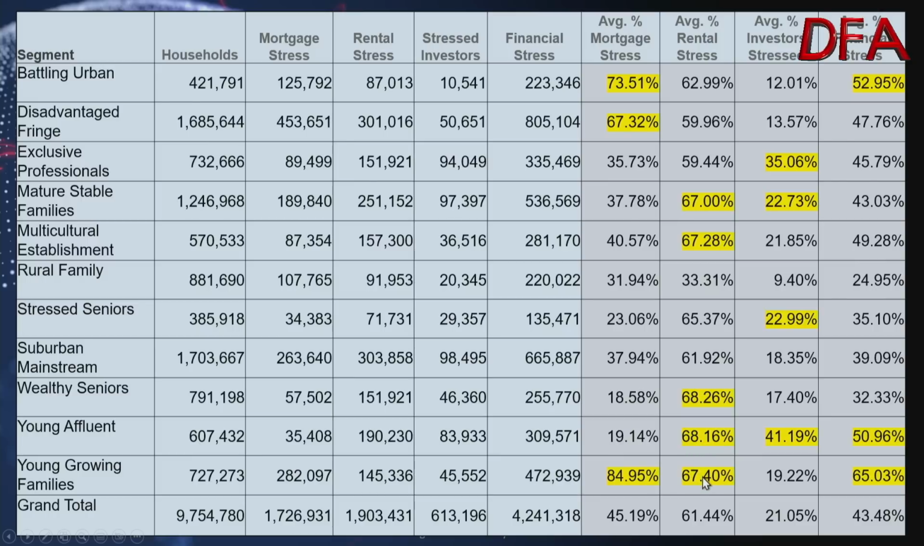Investor stress, funnily enough, those with more investment properties like exclusive professionals and young affluents are where most of the stress is, so property investors are struggling at the moment. A lot of returns are negative. And overall financial stress is highest amongst young growing families, of course. That includes first-time buyers, battling urban, so those on the fringe, and also young affluents. Those are the people who have higher incomes, perhaps younger, but also massive mortgages. And a lot of it's to do with the size of the mortgages they have.